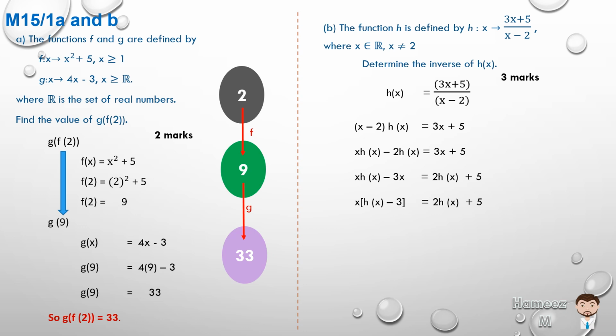And now we can transpose completely and say x is equal to (2h of x plus 5) all over (h of x minus 3). Now we want h inverse. So let's replace x on the left hand side by h inverse of x. And on the right hand side, where we had h of x, wherever that is, we replace it by x. So h inverse of x is equal to (2x plus 5) over (x minus 3). And that's the inverse of the function.